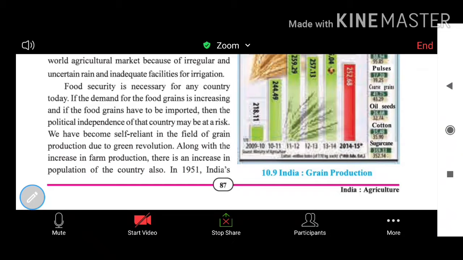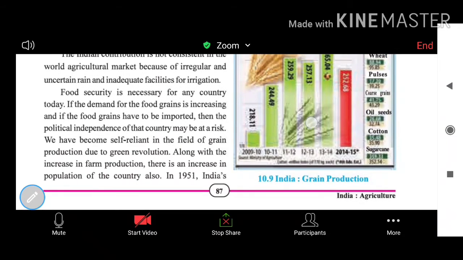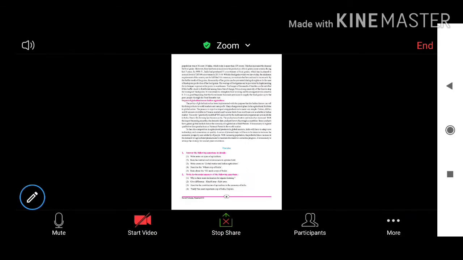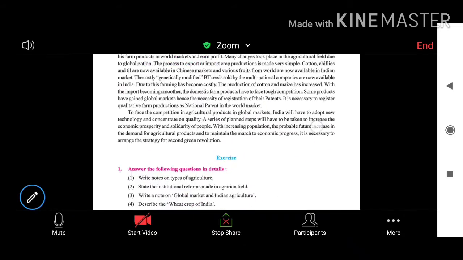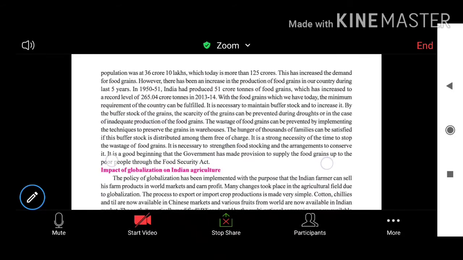We have become self-reliant in the field of grain production due to the green revolution. Along with the increase in the farm production, there is an increase in the population of the country also. So it says, along with the increase in the production, there is an increase in the population of the country also. In 1951, India's population was 36 crore 10 lakhs.